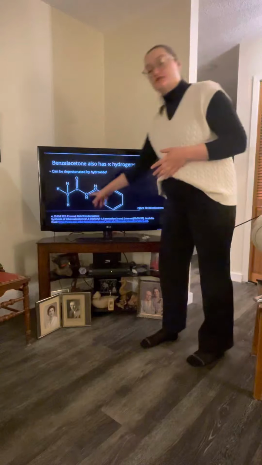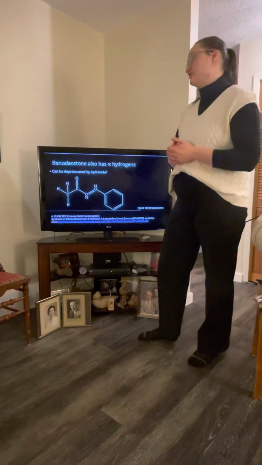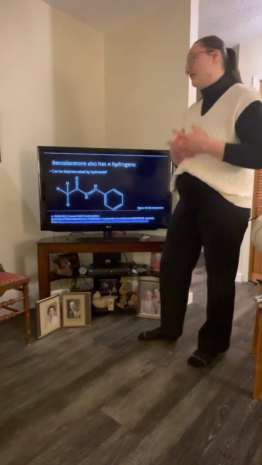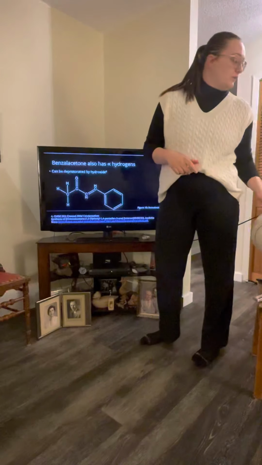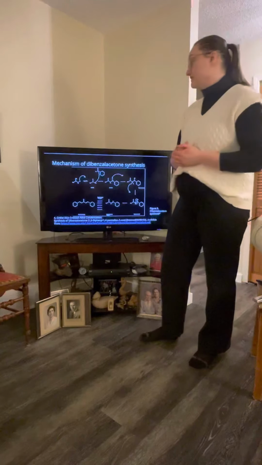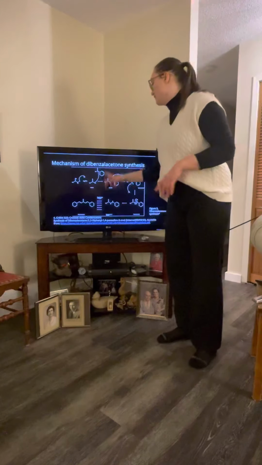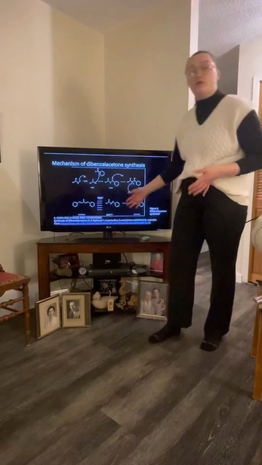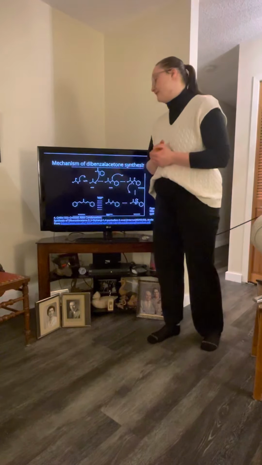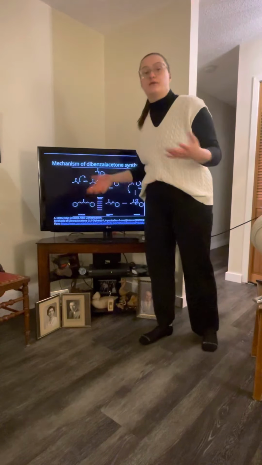Benzyl acetone, seen here larger, also has alpha hydrogens, so it also has those acidic hydrogens that are able to be deprotonated by the hydroxide. Once it's deprotonated, much like the acetone we saw at the beginning, it's going to attack another benzaldehyde, go through the remaining 4 steps of the synthesis pathway, and produce the dibenzyl acetone product that we wanted at the end.